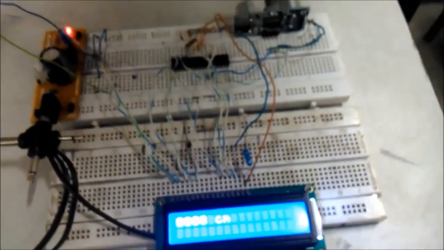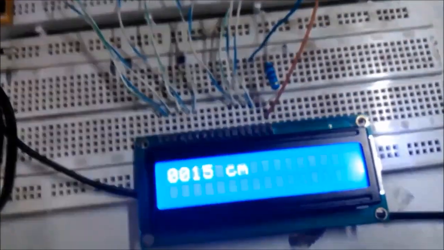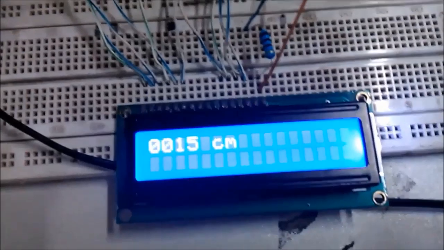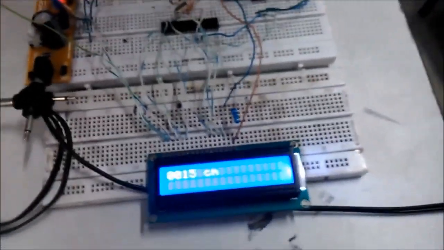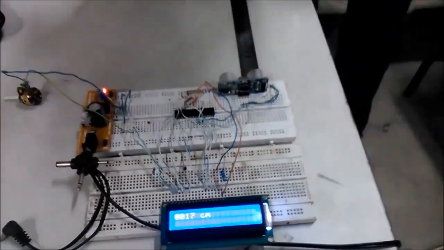Now when I again increase the distance from 10 cm to a point at 15 cm, you can see the reading is 15 cm also. In this way, we are measuring the distance using this ultrasonic sound sensor.